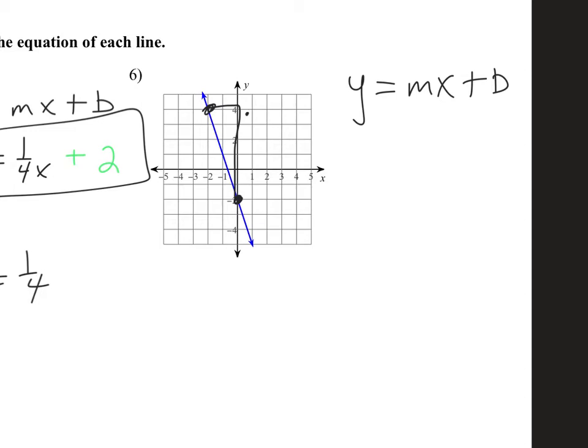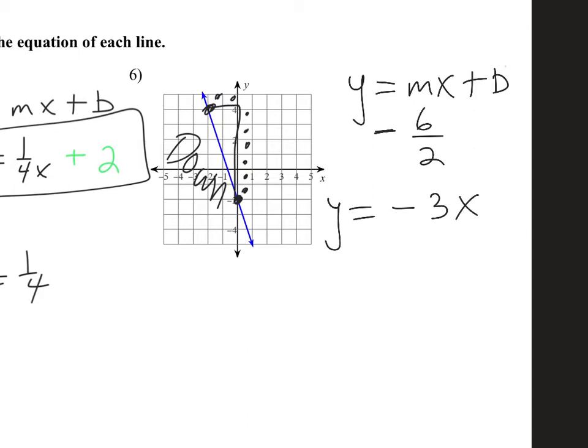All right, so my rise is 1, 2, 3, 4, 5, and 6. My run is 1, 2. And this line is going down, so that is going to make that slope a negative. Well, 6/2 simplifies to a 3, so that means my slope is -3. So I'm going to put in the y equals -3x.